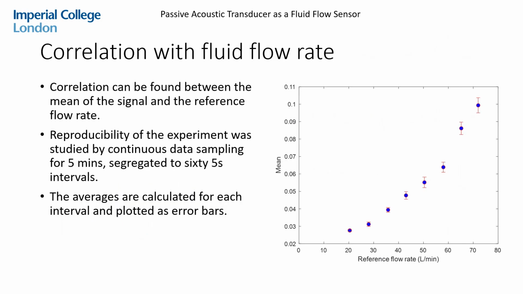So in this slide, the plot here shows the relationship between the signal mean and the water flow rate, and the correlation can be found. We also studied the reproducibility of the experiment by continuous data sampling for 5 minutes, and we segregated them into 65-second intervals. The mean of each interval is then calculated and plotted as error bars as you can see in the plot.